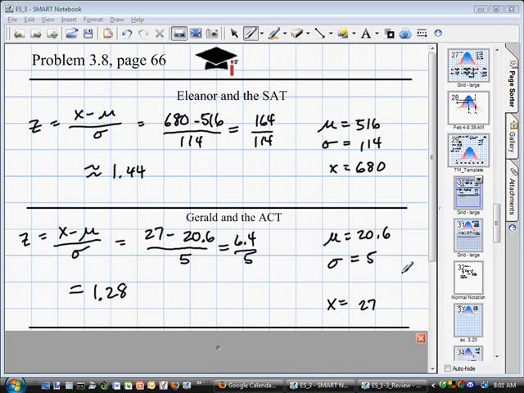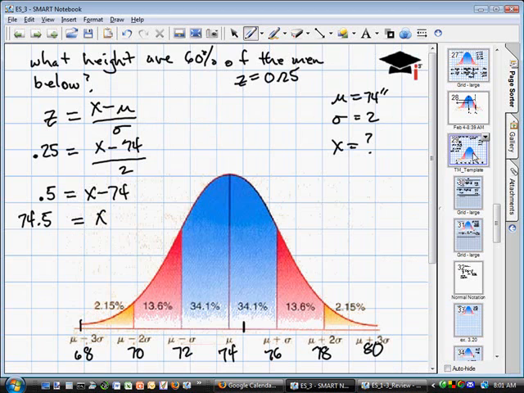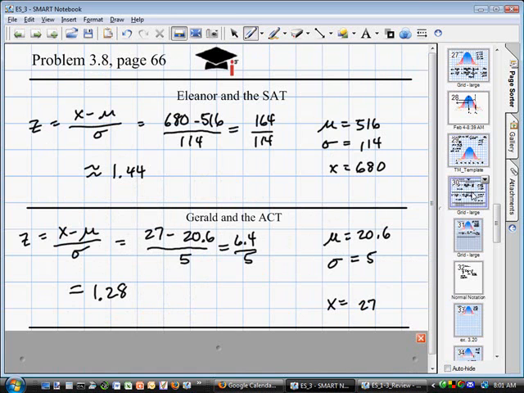The only reason I have this up here is I think this is the last problem we did. Did we do that Gerald, Eleanor, SAT, ACT problem? Yeah, only there was 3.7. Problem 3.7, for example, something about height. Did we do this one? That's the last. Okay, so then let's start here.